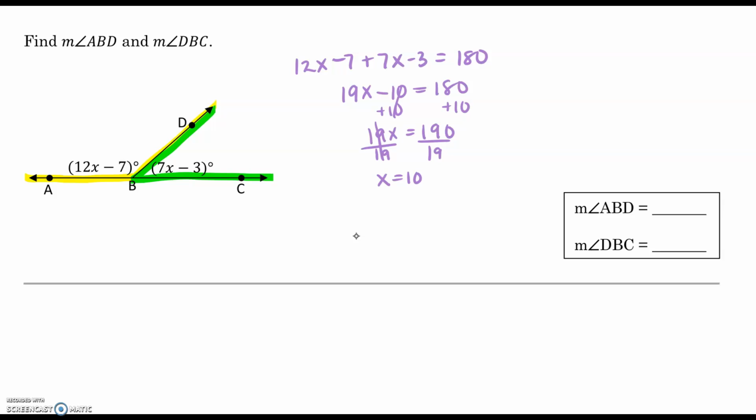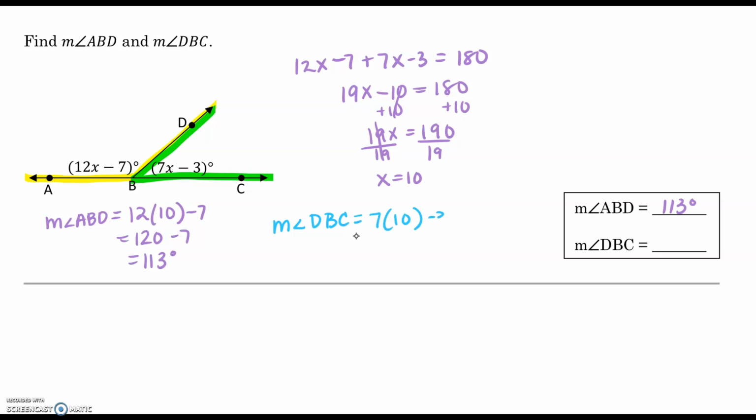Now that we found x, we can plug in to find the measure of our angles. So the measure of angle ABD is equal to 12 times 10 minus 7, which is 120 minus 7, which is 113 degrees. And then the measure of angle DBC is equal to 7 times 10 minus 3, which is 70 minus 3, which is 67 degrees. And if we add 113 and 67, we do get 180, so it checks out.